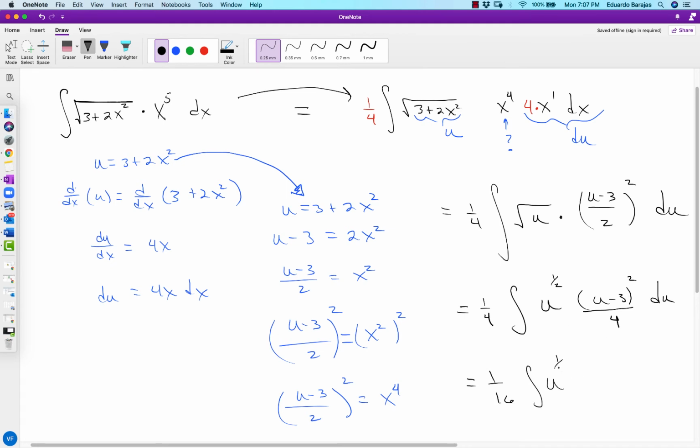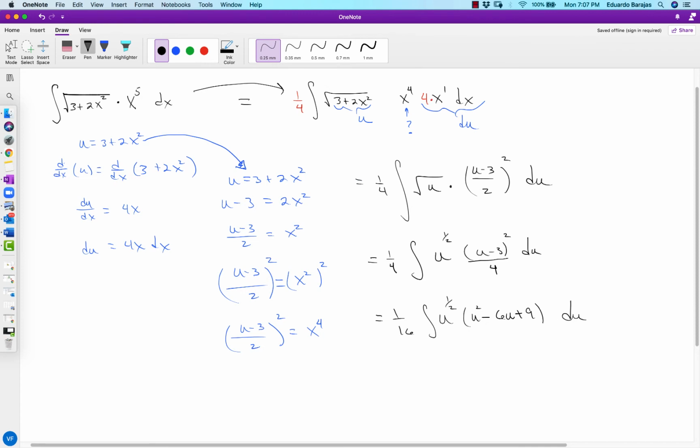That'll be u to the 1/2 times (u squared minus 6u plus 9) du. And now if I distribute this u to the 1/2 power, I'll get 1/16 integral of u to the power of, remember we add the exponent, so that should be 5/2, or 2.5, minus 6 u to the power of 1.5, which is going to be 3/2, plus 9 u to the 1/2. And all of that is du.